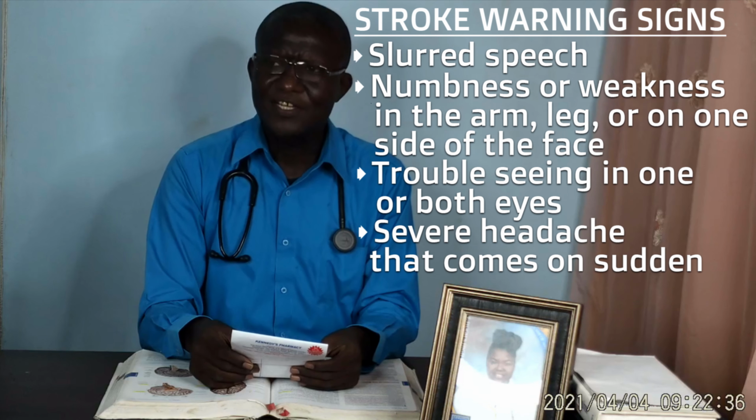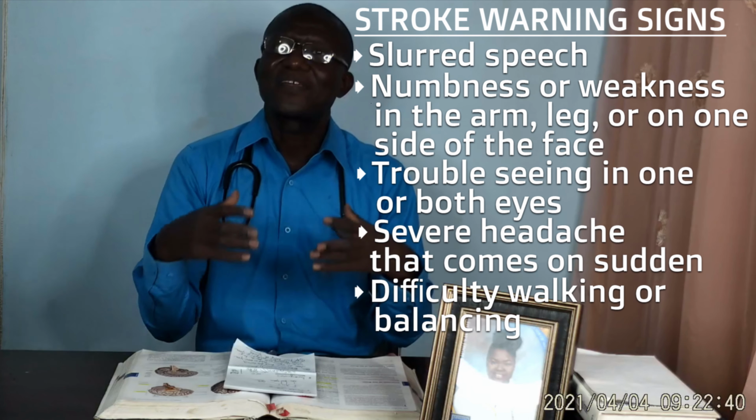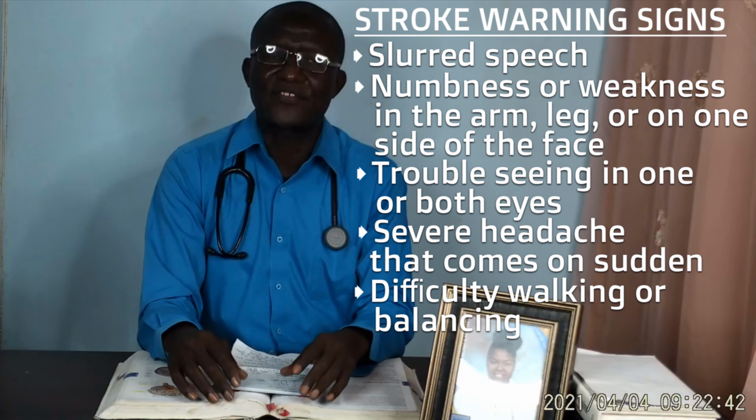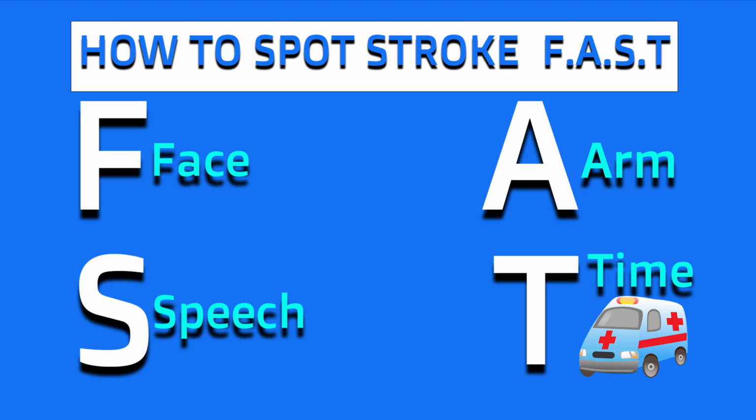Headaches, right? Trouble walking, as we say. And there's a word that we like to use: FAST, right? F stands for face. Any change in the face? A stands for arms. Weakness in the arm. S stands for speech. When you see these three in one person, and then use T, you call the hospital. You call the ambulance. That means there is a stroke.